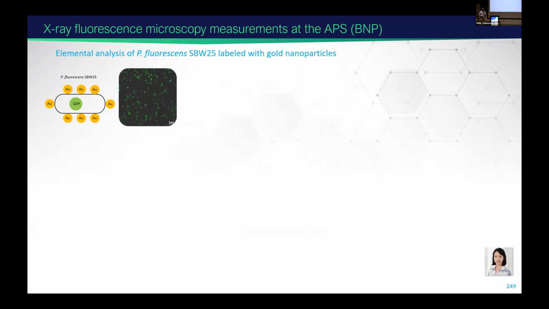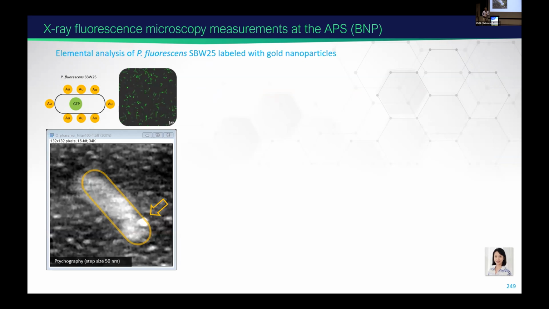So what you see here is the GFP-labeled bacteria, Pseudomonas SBW25, and here, gold labeled on the surface. We showed in the confocal that the cells were still kicking. And then this is the result at the Bionanoprobe by Chen and her postdoc. This is the ptychography image.